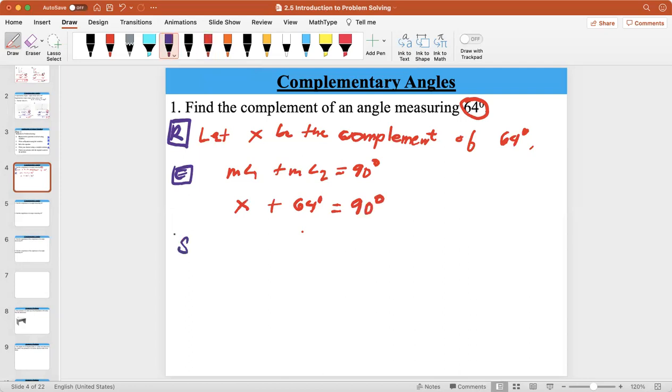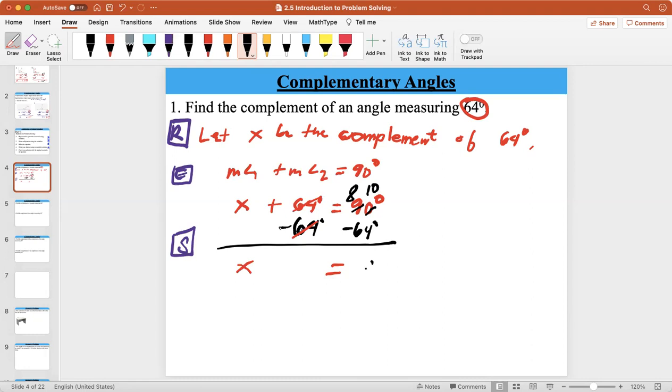Our third step is solution. Let's solve. All right, to solve for this, we subtract both sides by 64 degrees. It's very similar to what we did before. Okay, only that we complete the steps. So we bring down X, and 64 minus 64 is 0. 90 minus 64. Now 0 is now 10 by regrouping, and 9 is now 8. 10 minus 4, 6. 8 minus 6, 2. So you have 26 degrees.